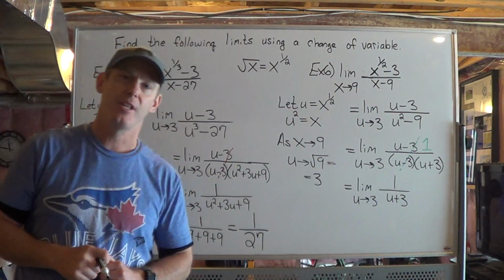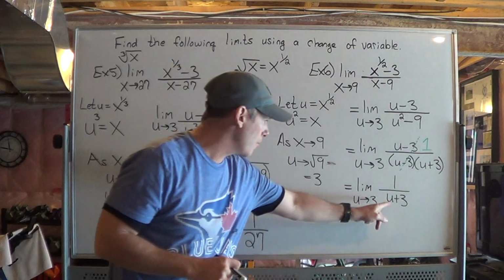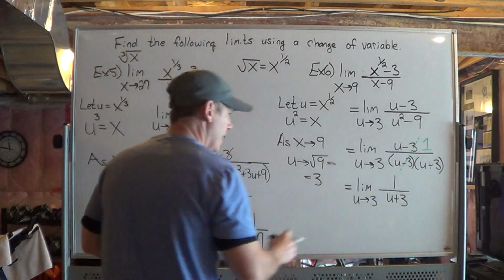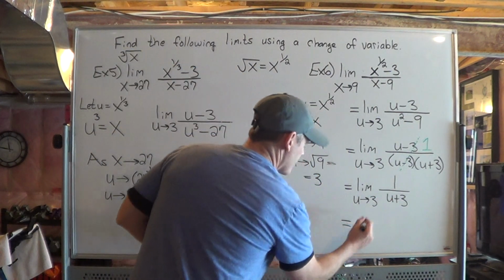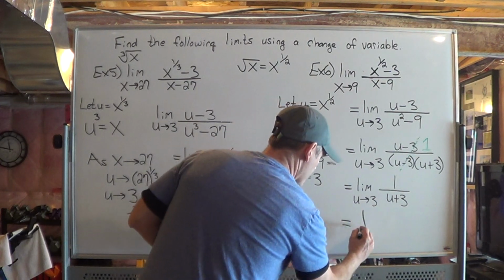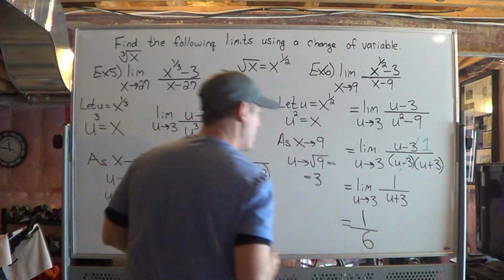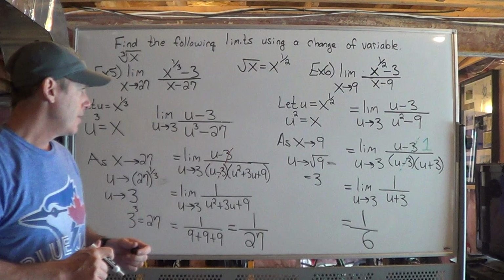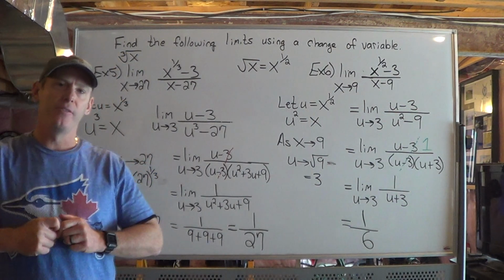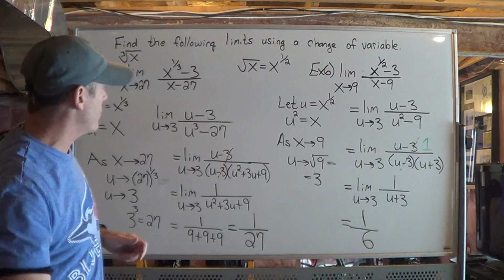And because that denominator is not going to be 0 when we plug a 3 in here, I can just plug a 3 in there, and so I'd have 1 over 3 plus 3, which of course would be 1 over 6.